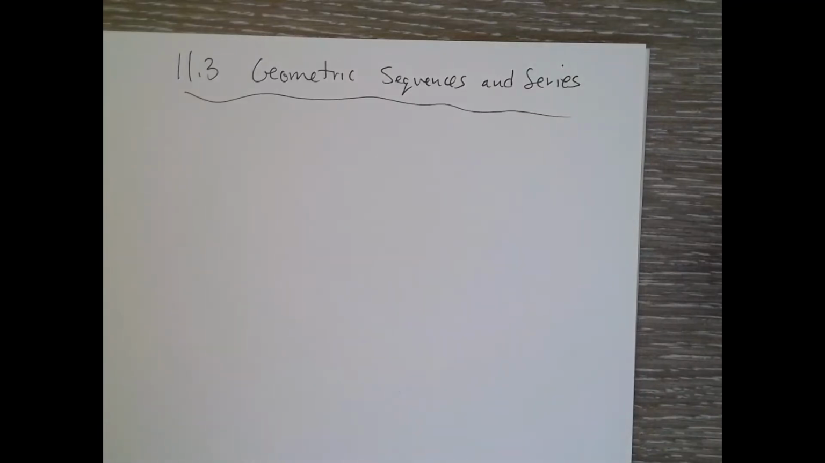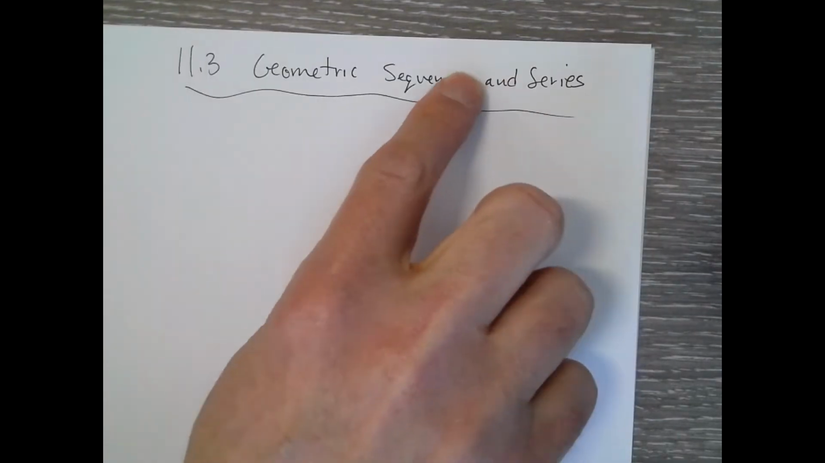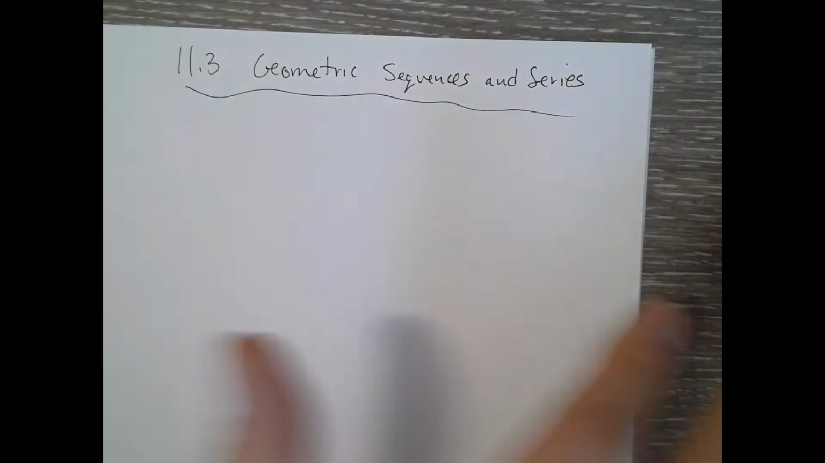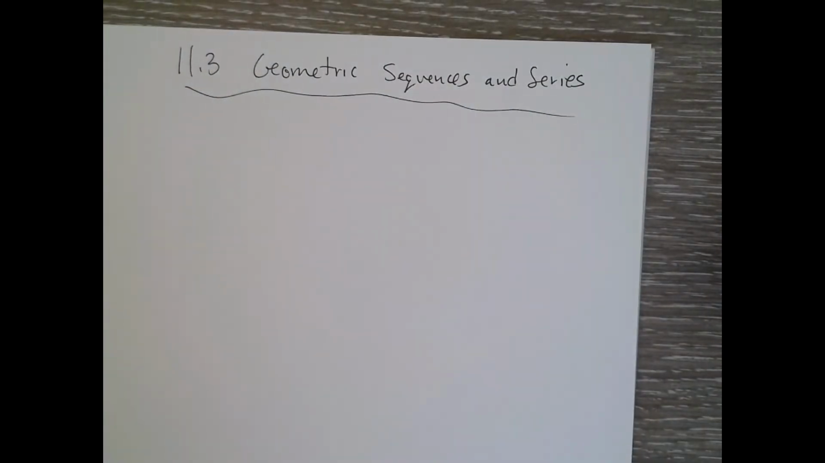All right, 11.3 is geometric sequences. We've already, so the difference between a sequence is when you just have a whole bunch of terms, and a series is the sum of all those terms. So they're kind of interchangeable. And geometric means that you have a common ratio.